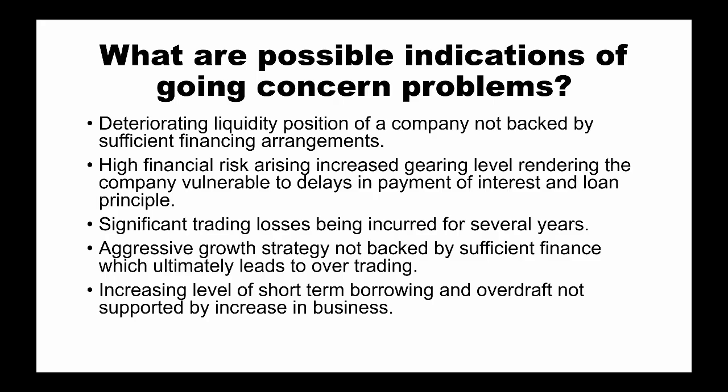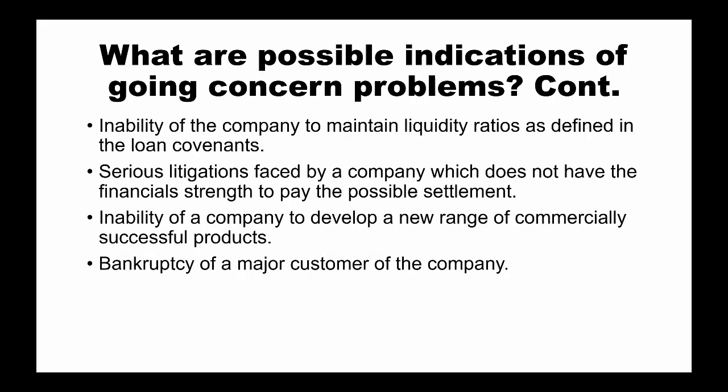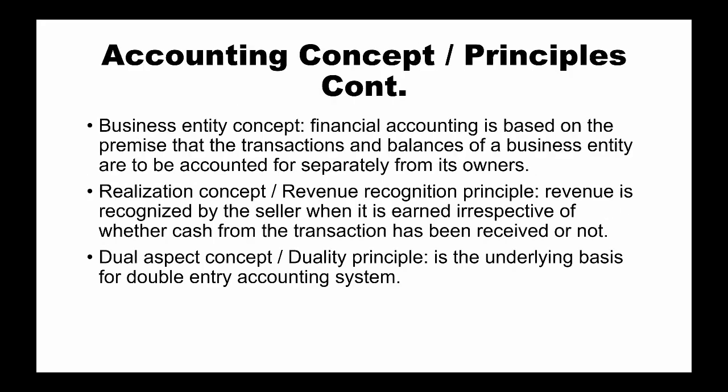Also, an increasing level of short-term borrowing and overdraft, not supported by increasing business. Also, inability of the company to maintain liquidity ratios as defined in the loan covenants. Also, serious litigation faced by a company which does not have the financial strength to pay the possible settlement. Also, inability of a company to develop a new range of commercially successful products. Then bankruptcy of a major customer of the company. So those are the indications of a going concern problem. Let's continue with the accounting concepts.